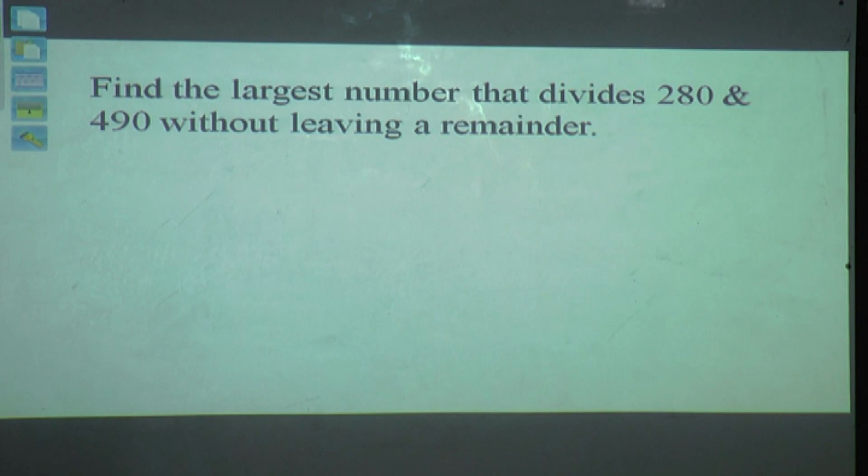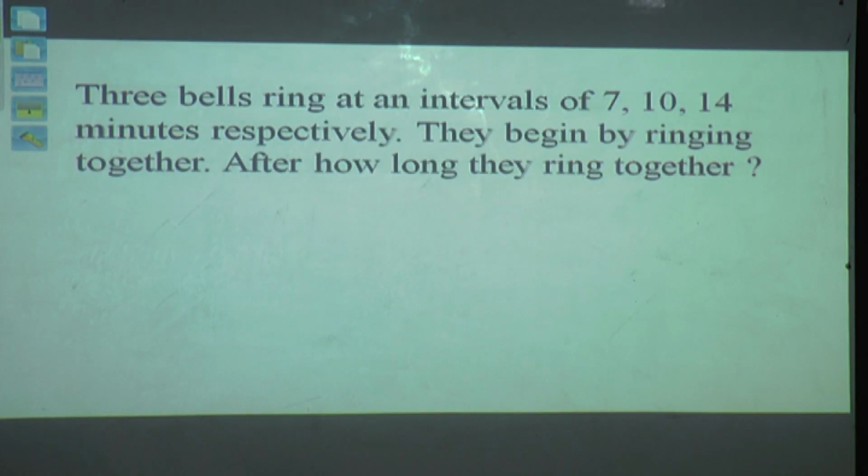So we can see LCM and HCF, which we had learned. Now we will see one more example.